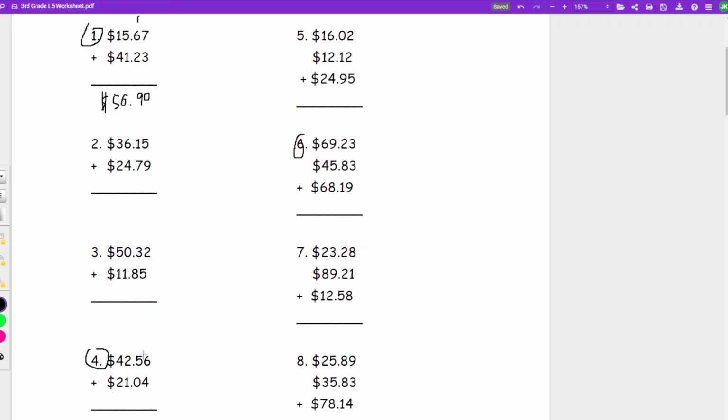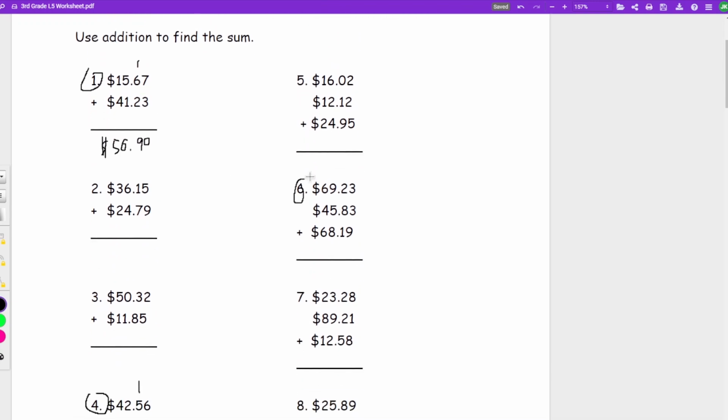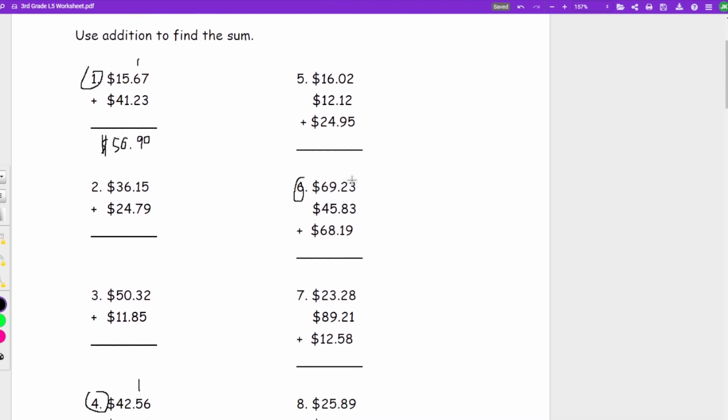Okay, question 4. 6 plus 4 is 10. Put a 0, carry the 1. 5 plus 0 plus 1 is 6. And then I have to put a period because that's where it is. 2 plus 1 is 3, and 4 plus 2 is 6. So I get $63.60.